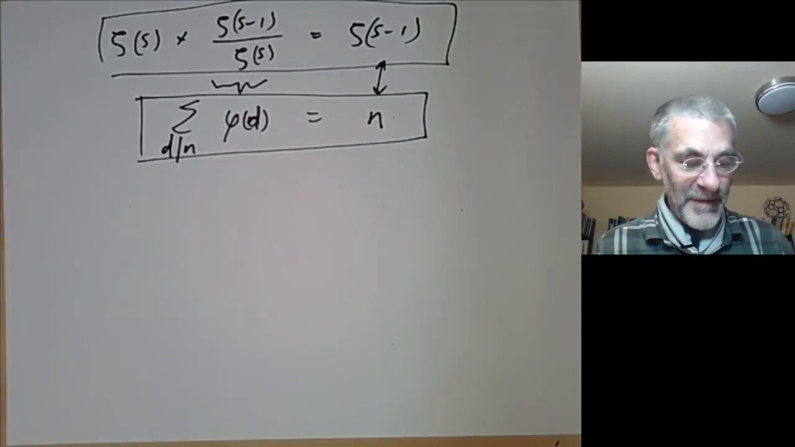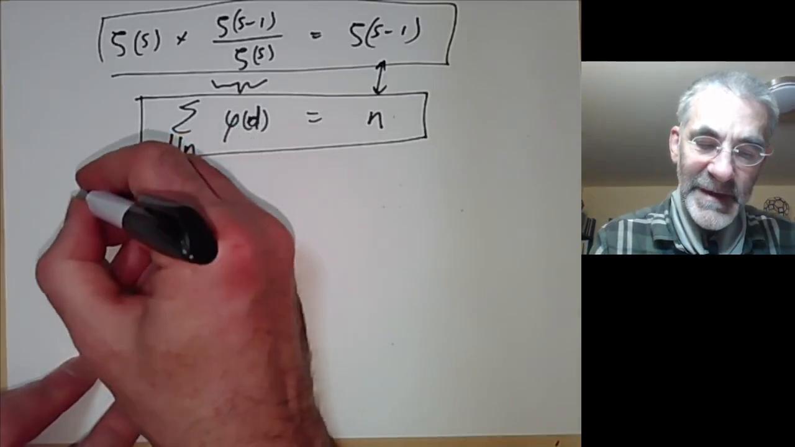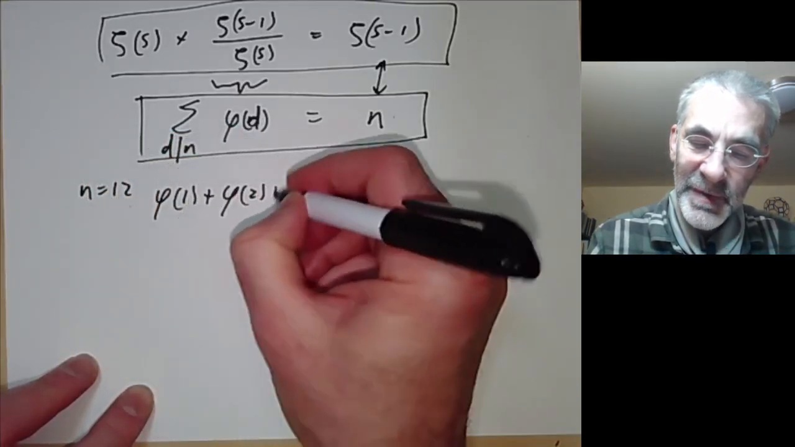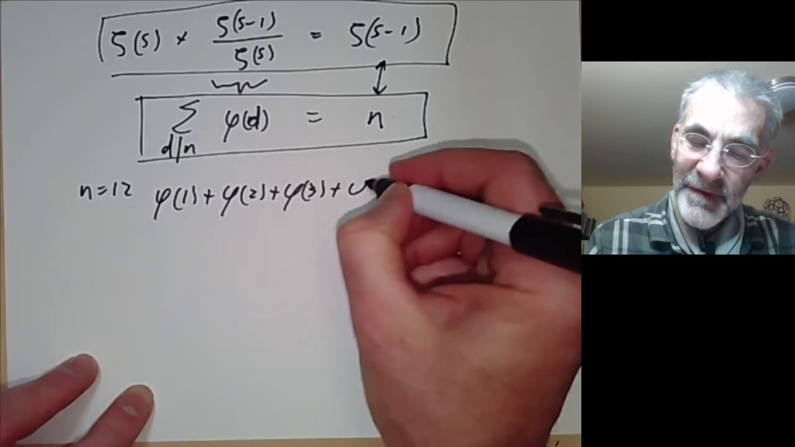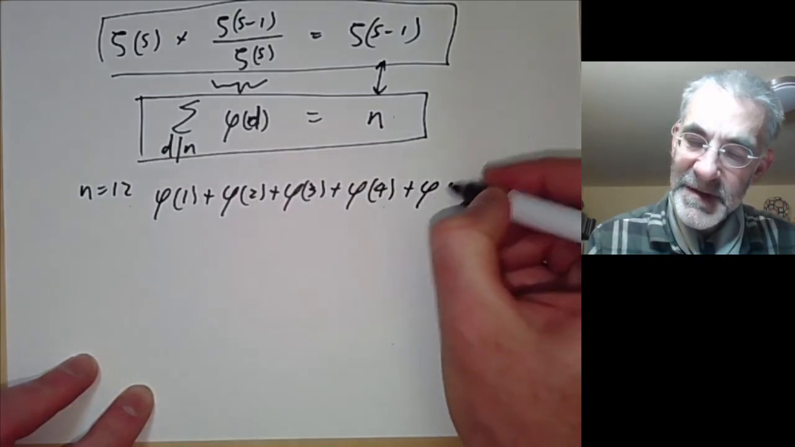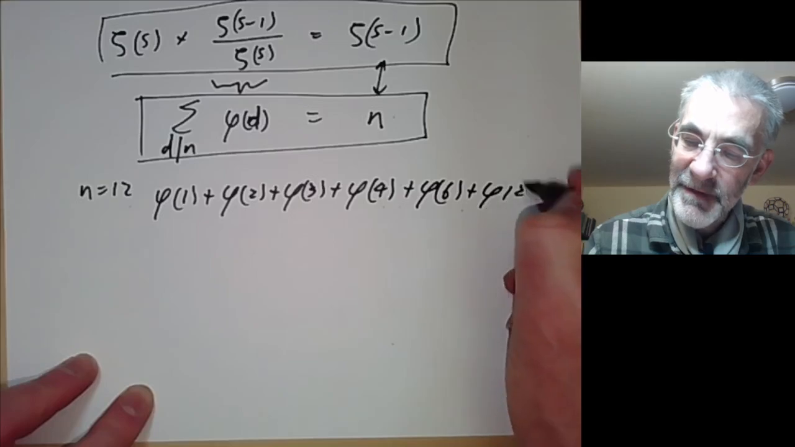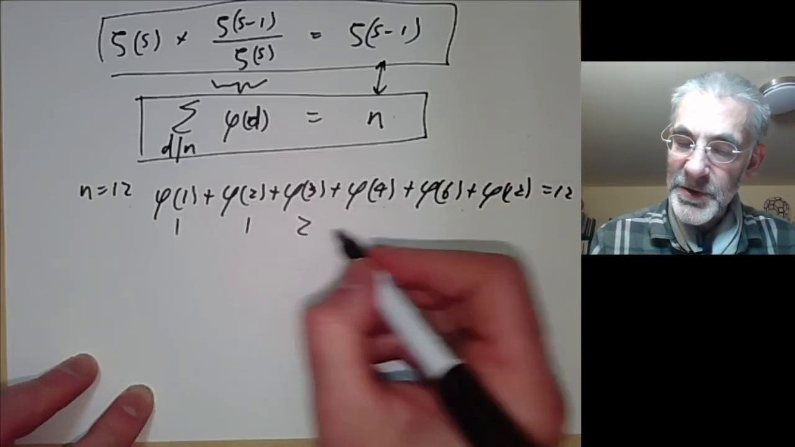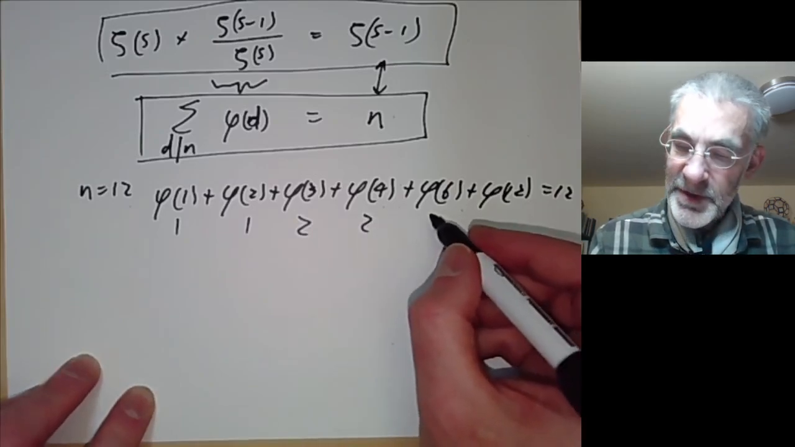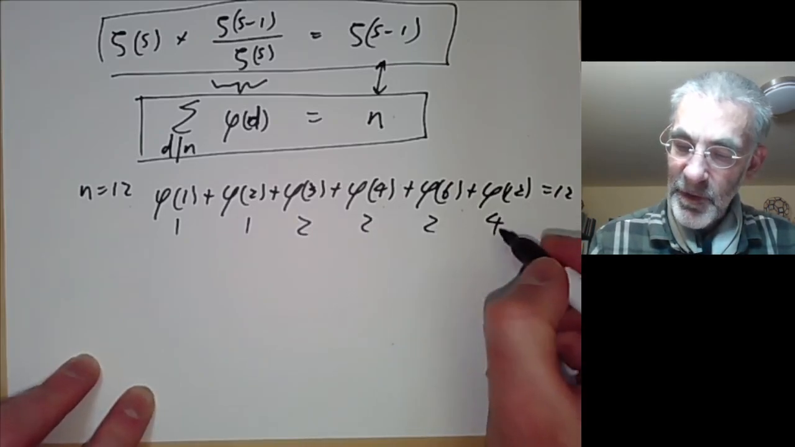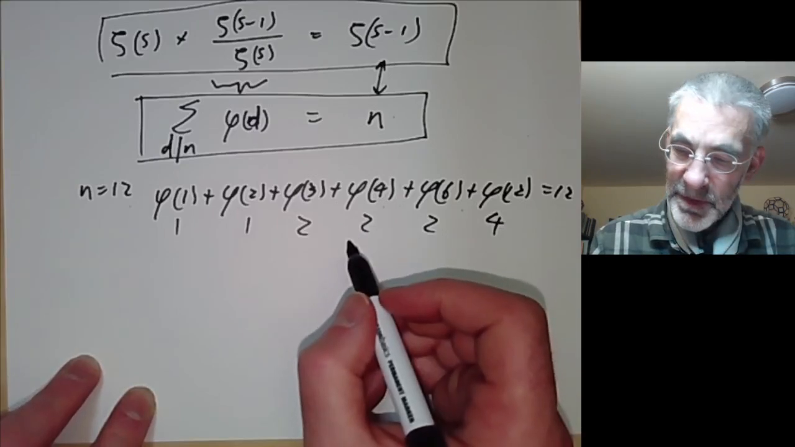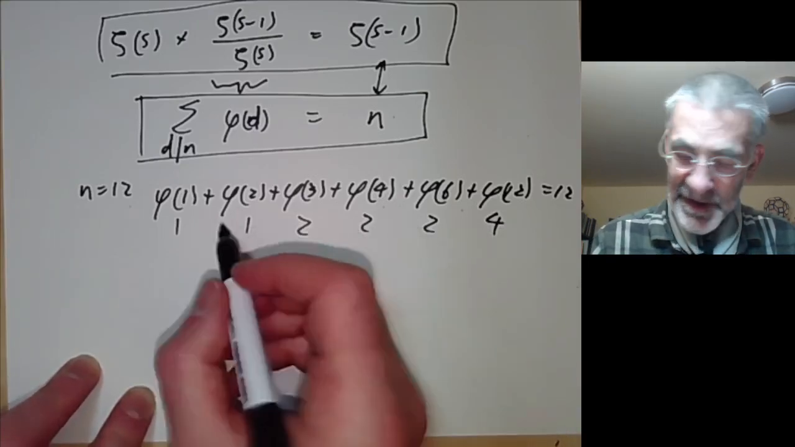for Euler's phi function. For example, if we take n equals 12, it says that phi of 1 plus phi of 2 plus phi of 3 plus phi of 4 plus phi of 6 plus phi of 12 equals 12. And you can check this. These numbers are 1, 1, 2, 2, 2, and 4. Now that doesn't add up. 1, 2, 4, 5, 6, 7, 8, 9, 10. Yes, it does add up, sorry.